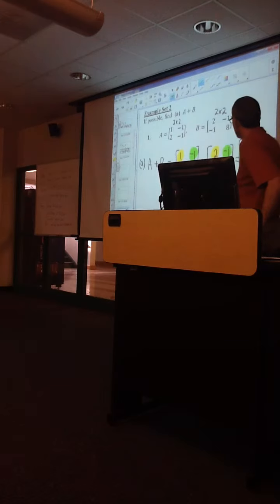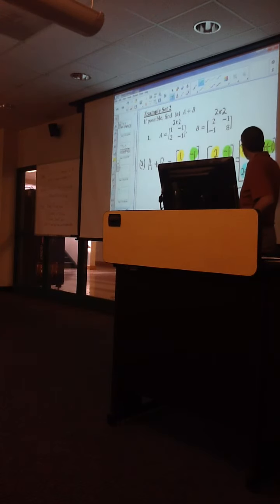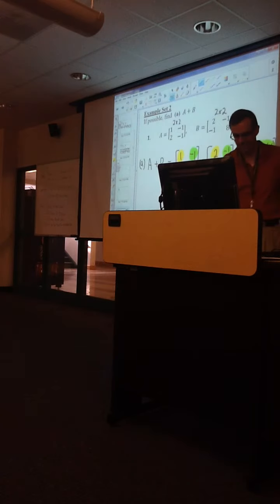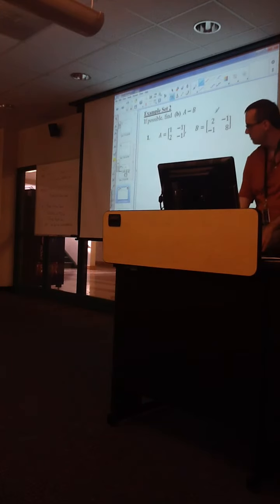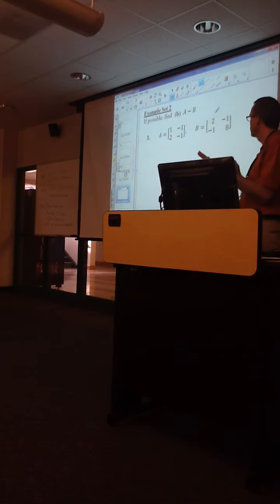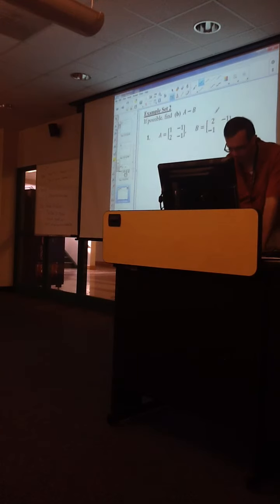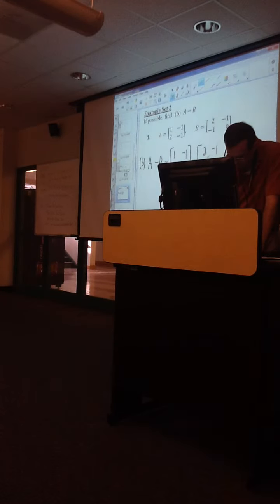What if I were to tell you that subtraction is very similar? The only difference is instead of putting pluses here, you're going to put minuses. So subtraction is in the same boat, just a different operation. Look at part B. Same two matrices, what if I wanted to find A minus B? Let me show my work. Since it's the first one, I'll keep it slow. So it would be 1, 2, -1, -1, minus 2, -1, -1, 8.